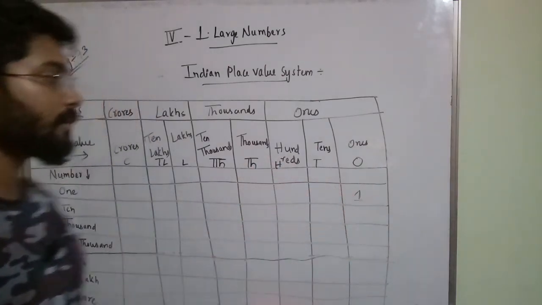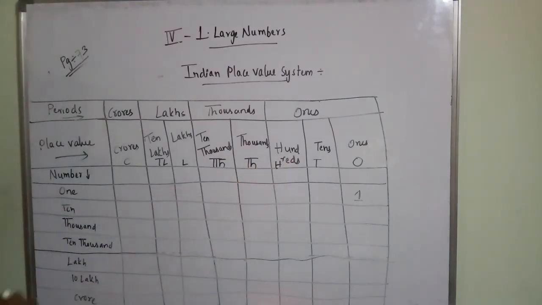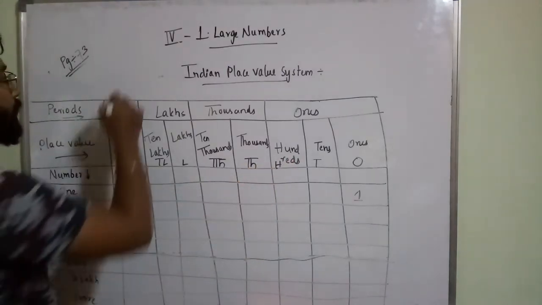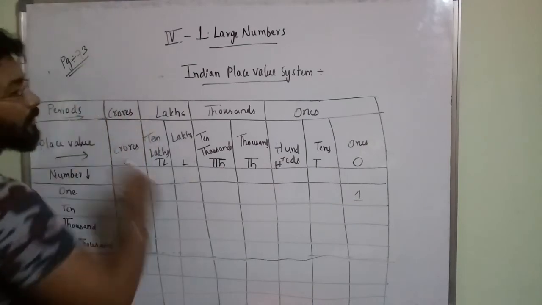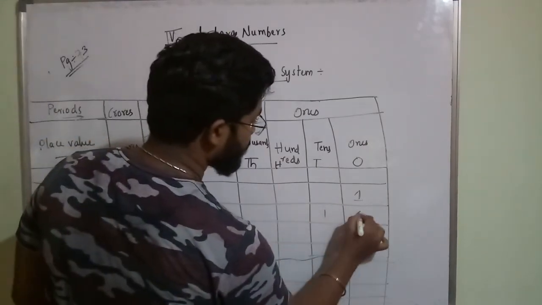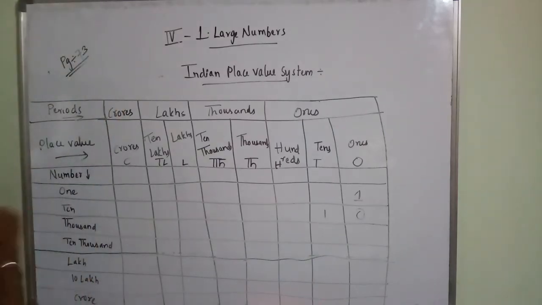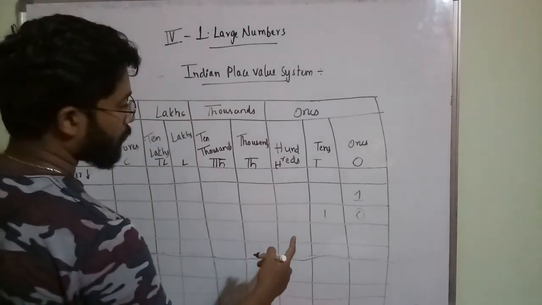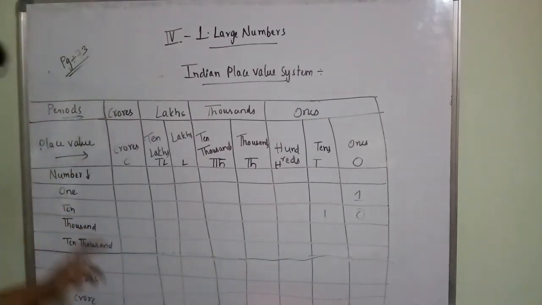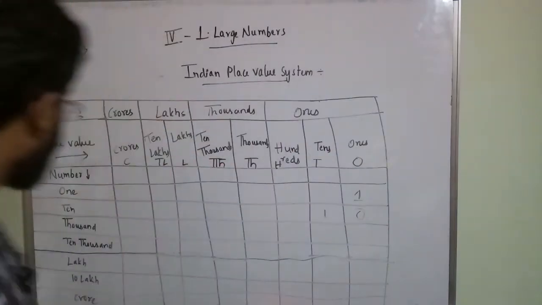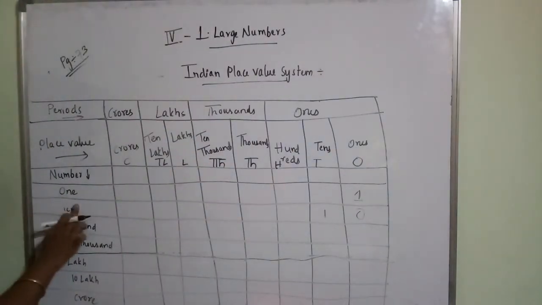Only 1 is a single digit number, so I am writing it here in the ones place. 10 is a double digit number, no? We will write 10 like this. So this is a double digit: 1 is in the tens place, 0 is in the ones place. Clear? Next, 1000. 1000 is a 3 digit number, no? So where is 100? 100 is missing, no? Sorry. This is 10. Sorry, I have to rub this all again.